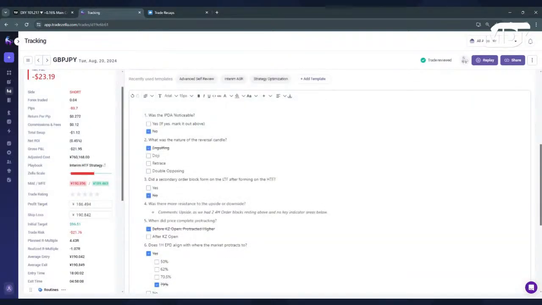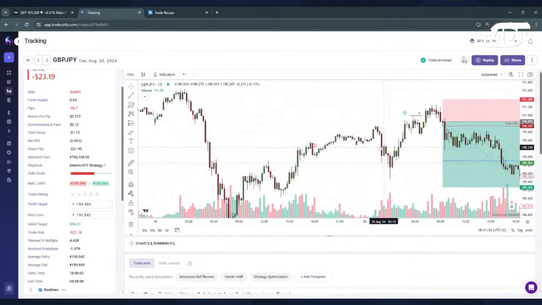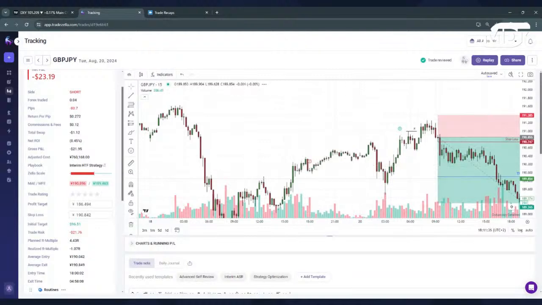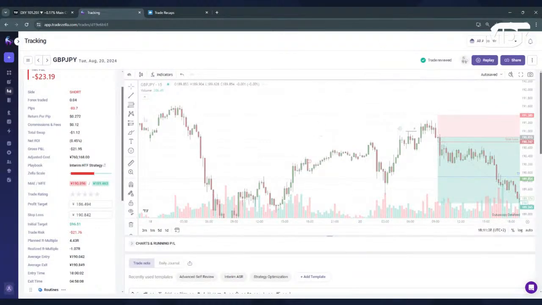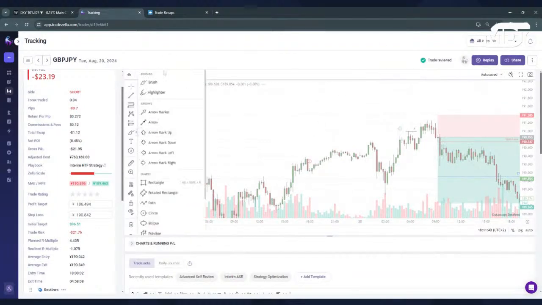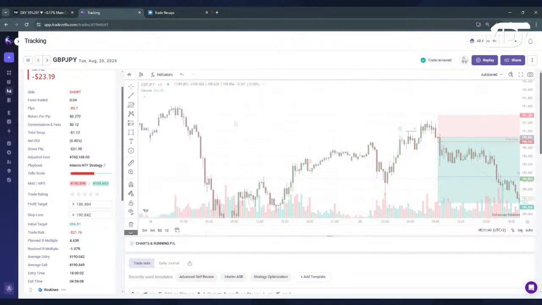And then, was there more resistance to the upside or downside? This is where I kind of start to take a bit of a high time frame view. I said there was more resistance to the upside, as we had 2 4-hour order blocks resting above and no key indicator areas below. So let's just verify that. We switch to the 4-hour, get our rectangle ready.